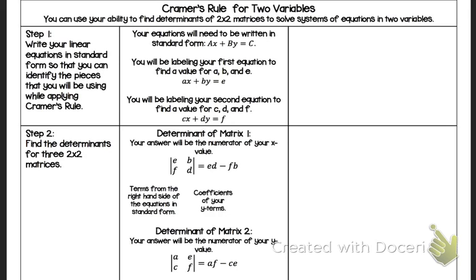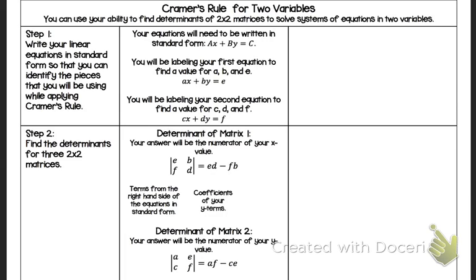So that's when the x and the y are on the same side, so that you can identify the pieces that we'll be using while applying Cramer's rule. Your equations will need to be written in the form ax plus by equals e. You will be labeling your first equation to find values for a, b, and e. You will be labeling your second equation to find values for c, d, and f.